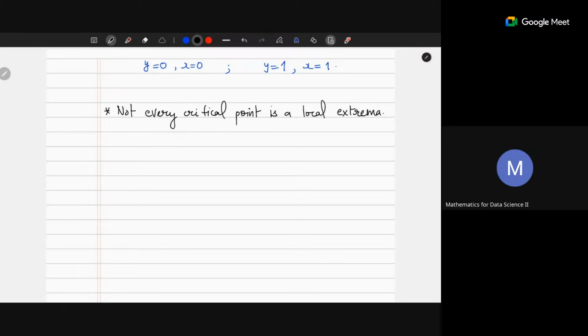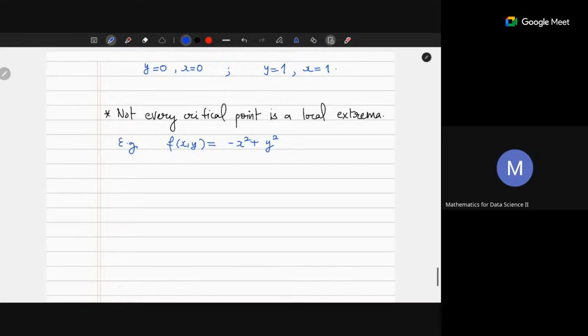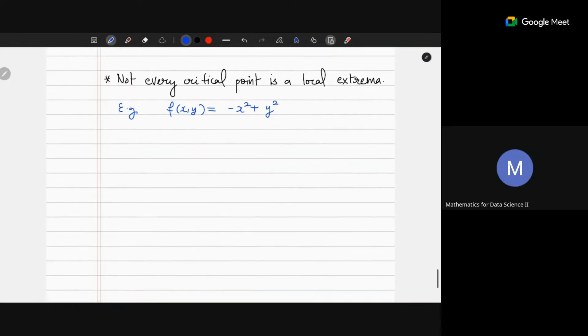So, for example, consider this function f of x, y given by minus x square plus y square. First, we will find out its critical points. For critical points, first we need to compute fx. What is fx? Minus 2x. And what is fy? fy is 2y. Now, critical points are precisely where fx equals 0 and fy equals 0. So 0, 0 is the only critical point.